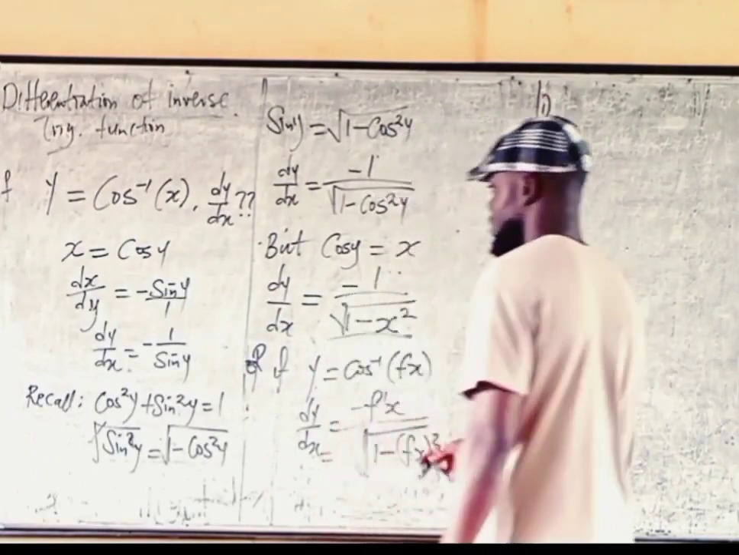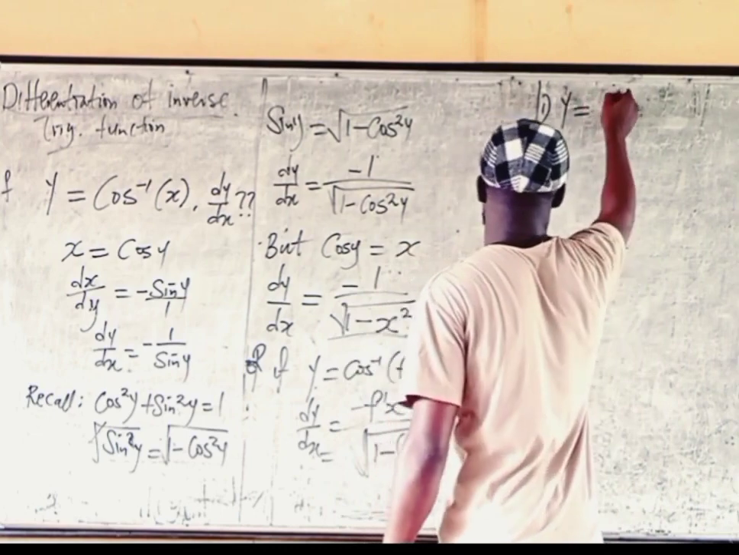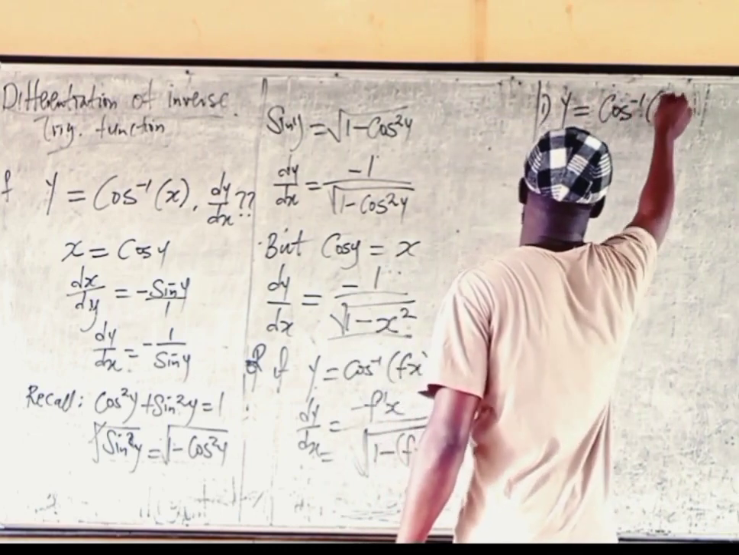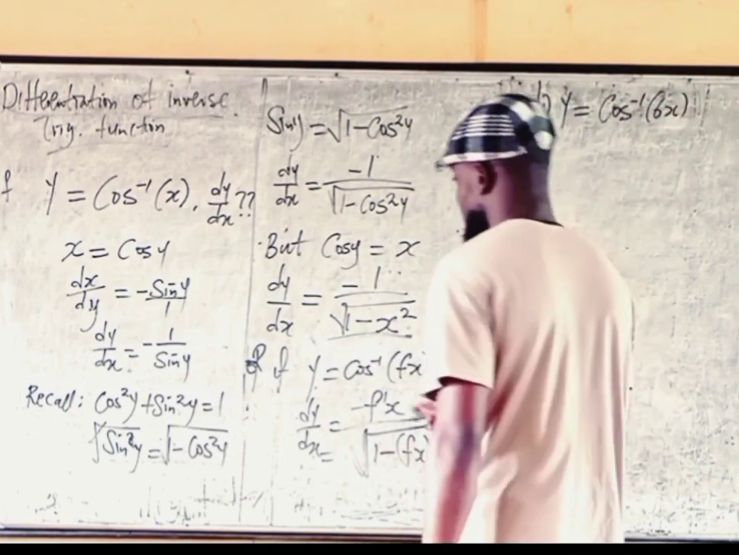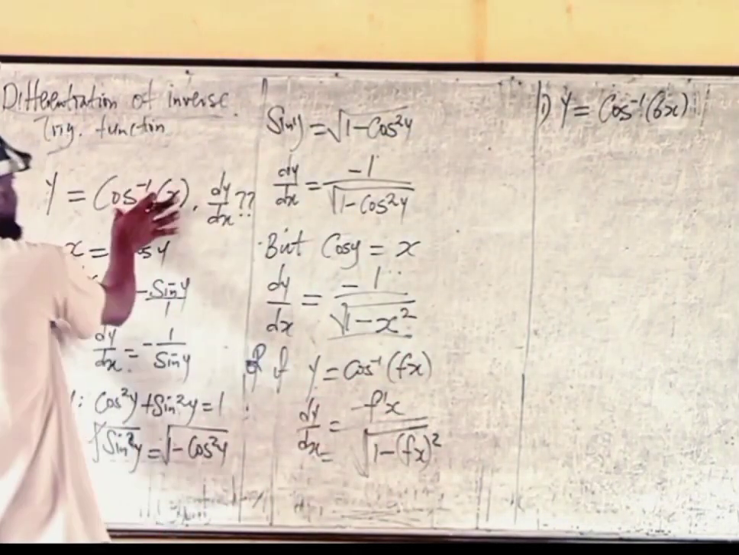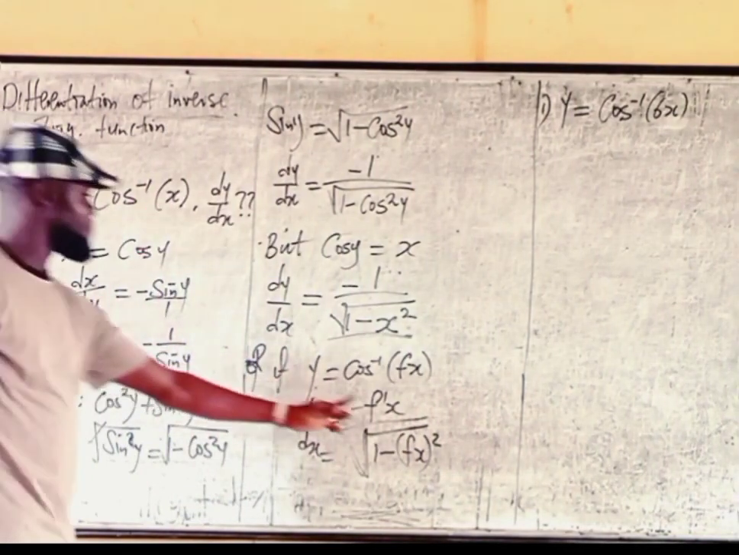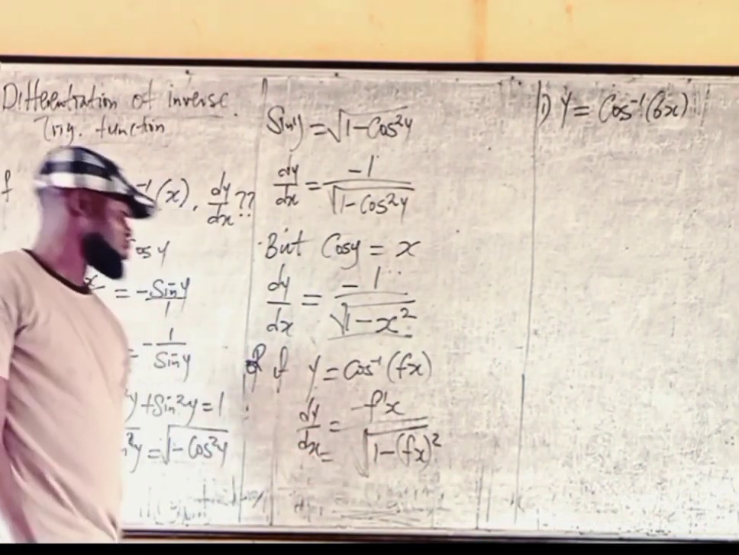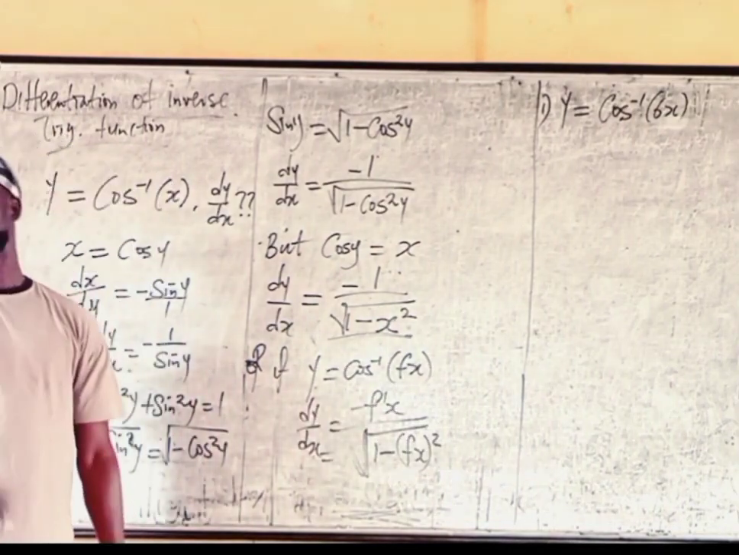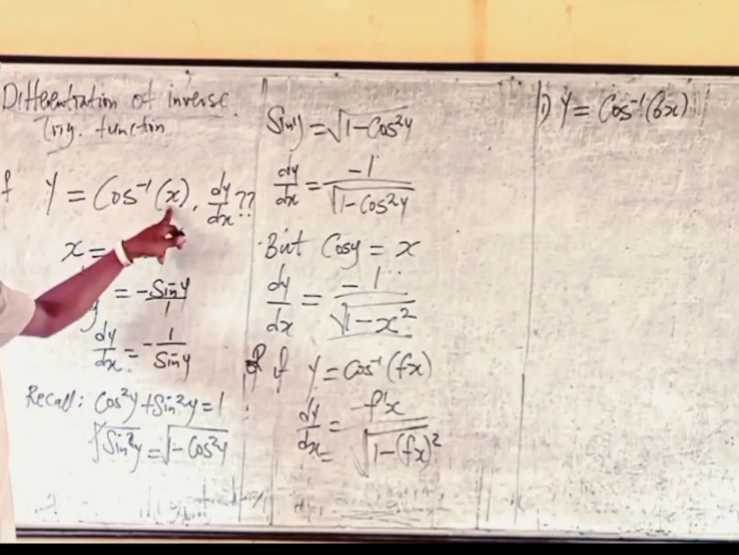Let's say we have something like y equal to cos inverse of 6x. So if you have to apply this relation for this, if y is equal to cos inverse of a function of x, it will be minus the f prime of x all over the square root of 1 minus the function of x squared. If you try for this, what's the f prime? The function of x is 6x.